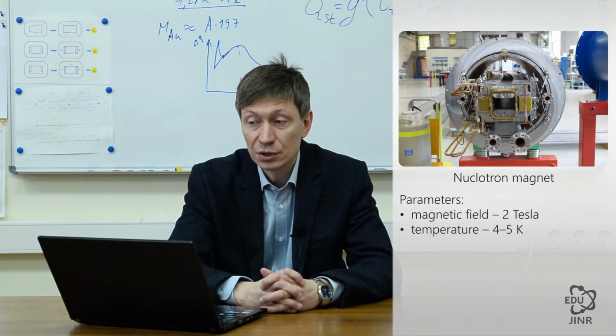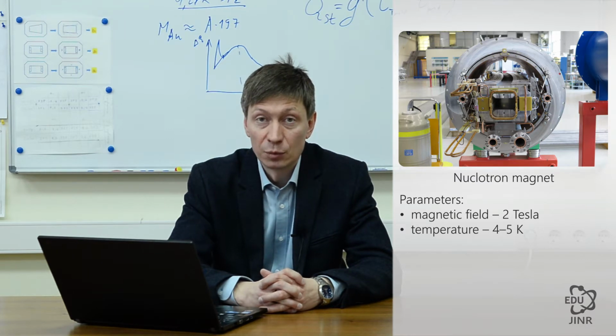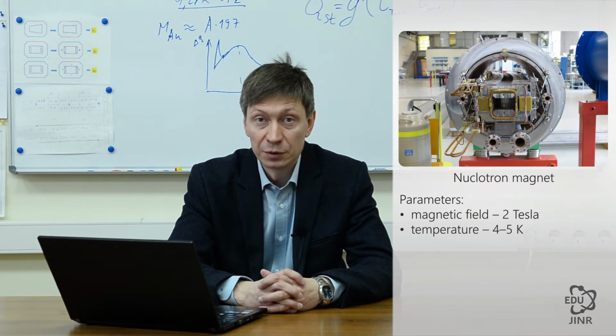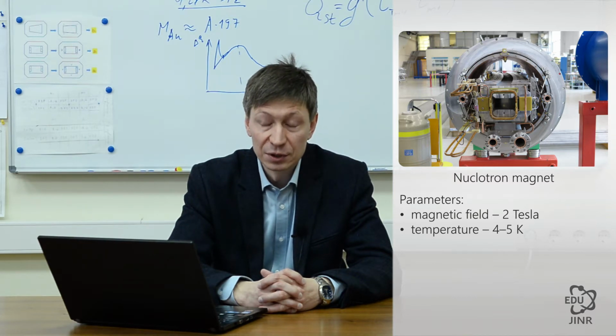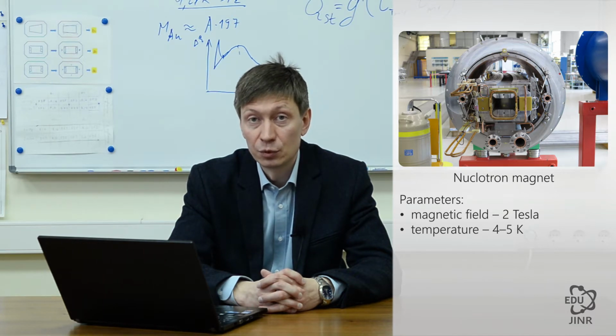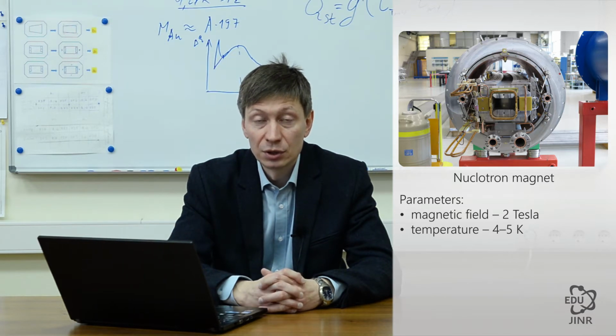The Nuclotron magnet has an iron core, which is at helium temperature of 4 to 5 Kelvin while in operation. The created field is up to 2 Tesla. This image demonstrates a view of the magnet. The magnet winding is plain, and it is in direct contact with the iron yoke. Some call this magnet a window frame magnet.